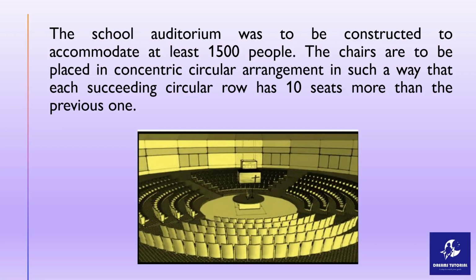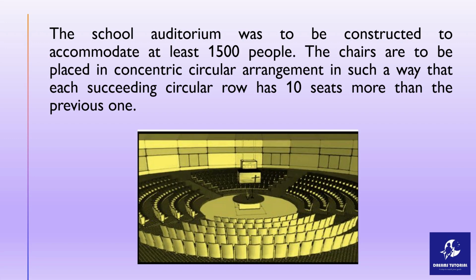The school auditorium was to be constructed to accommodate at least 1500 people. The chairs are to be placed in concentric circular arrangement in such a way that each succeeding circular row has 10 seats more than the previous one.